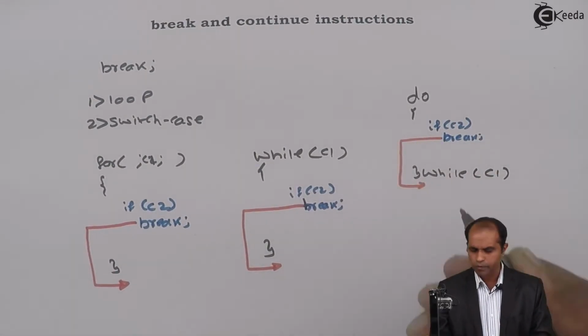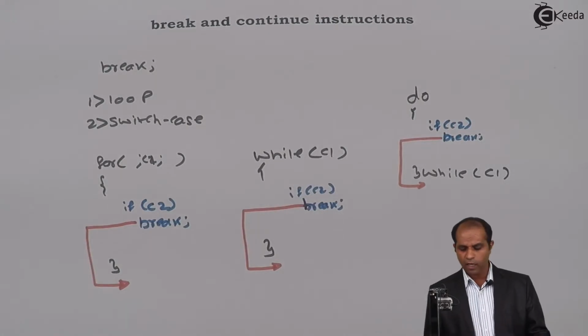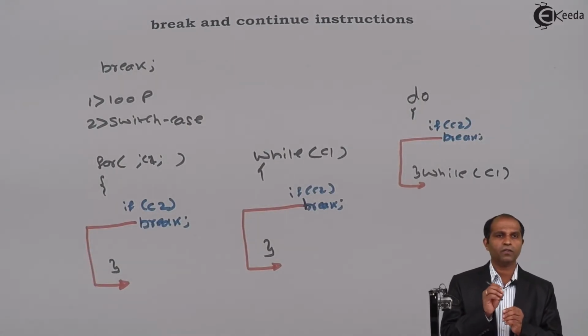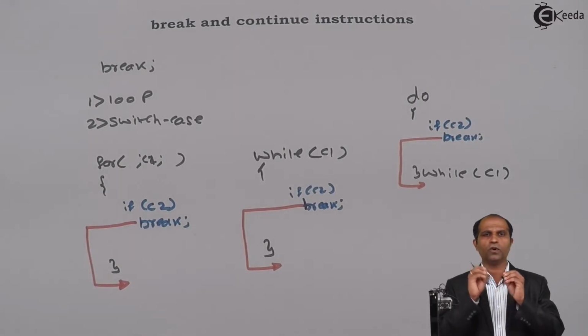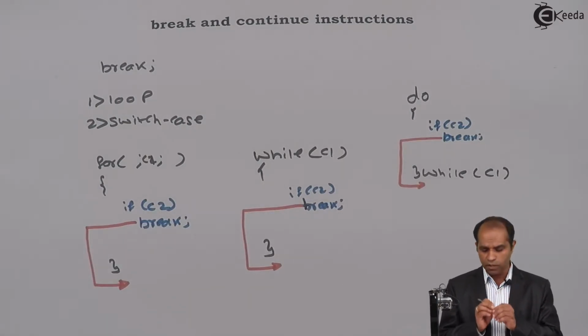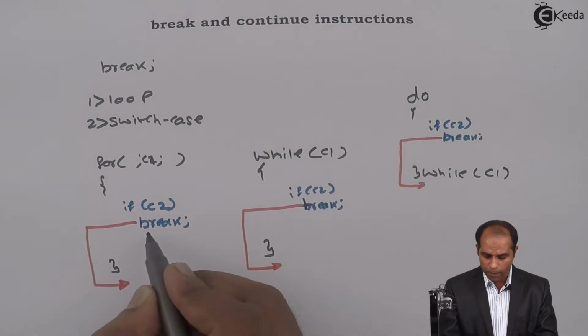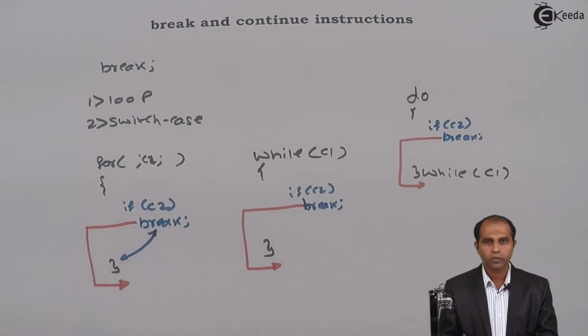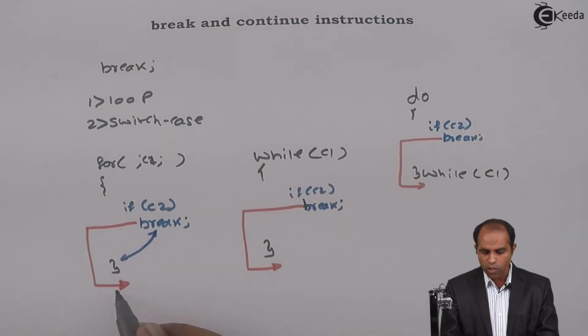So break can appear in any part of the loop, for loop, while loop, or do while loop. The concepts are simple. Whenever a break instruction gets executed, it will ignore all the instructions which appear after that till the end of the loop and transfers the control outside the loop.